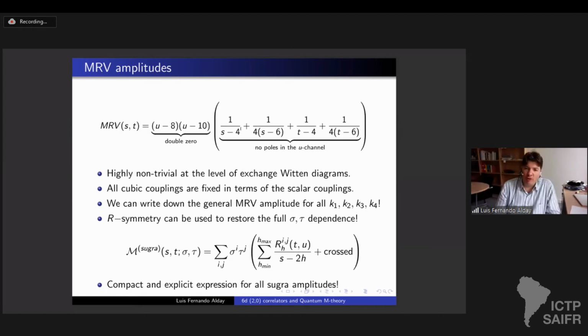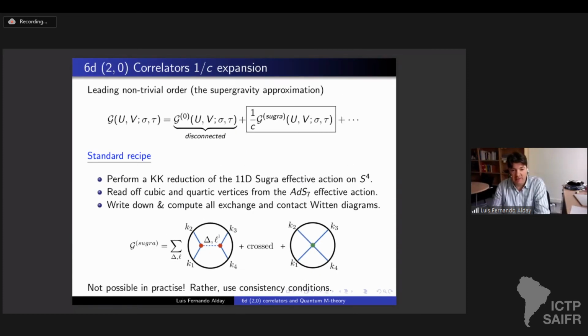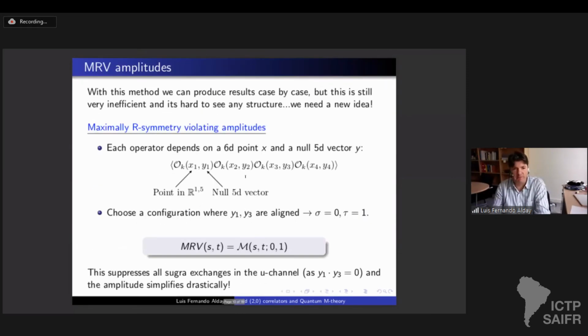Now, in particular, notice two things about this. It has no poles in the U channel, for what I just explained before, but in addition, it contains a double zero in this variable U. This can be understood as some low twist double trace long operators that decouple in this specific limit. But the point is that it is general. It happens for all amplitudes, for all k1, k2, k3, k4, and it is highly non-trivial at the level of exchange Witten diagrams. If you try to understand this double zero from these Witten diagrams, it is actually a pretty strong condition.